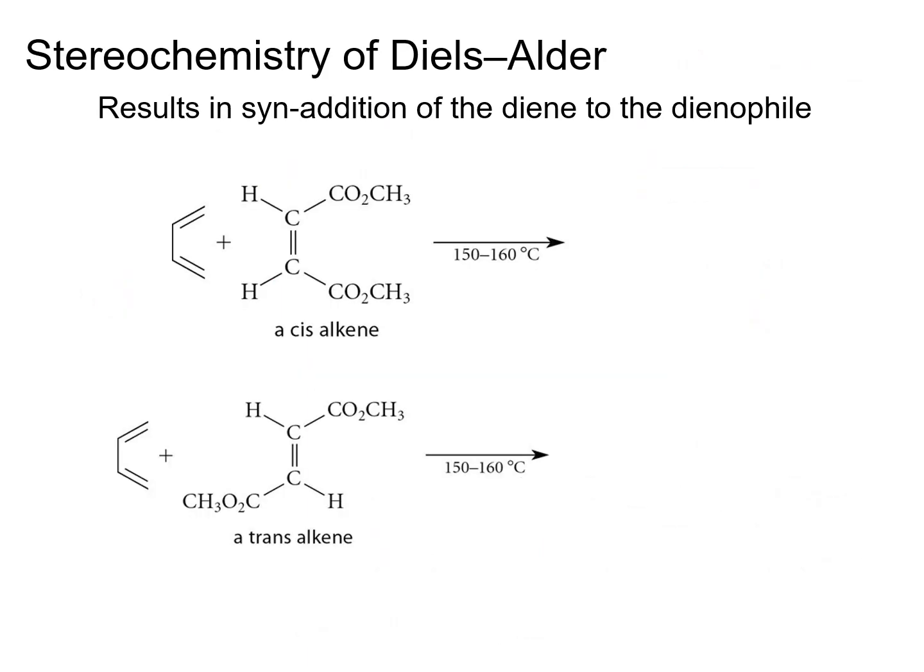Now let's focus on the stereochemistry. As we add these together, because it's a concerted reaction, we're going to see syn addition of the diene to the dienophile, which means that our stereochemistry of my alkenes is going to be retained. So for this top one, we're going to end up having our 6-membered ring, and we're going to see that because it's a cis alkene, my two groups are going to stay as cis when I make my cyclic product.